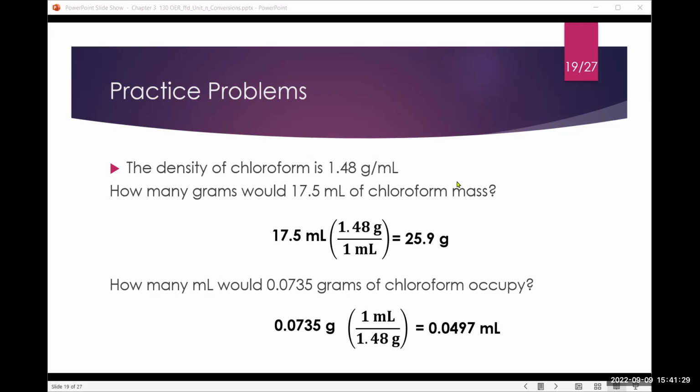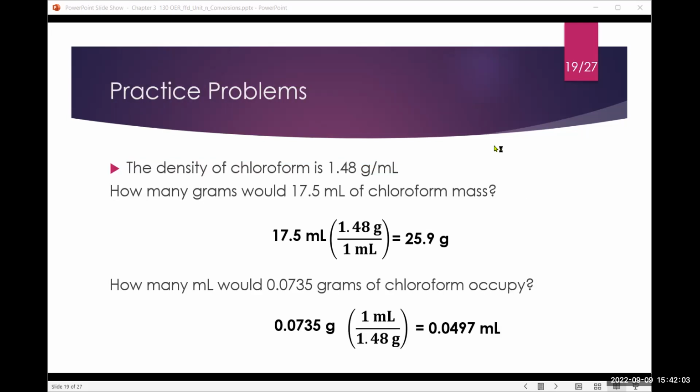This means that if you weigh out 0.0735 grams of chloroform, it would have a volume of 0.0497 milliliters. And again, keep track of your sig figs. Density is not an exact number, it's a measurement. So density conversion factors could play a role in the sig figs.